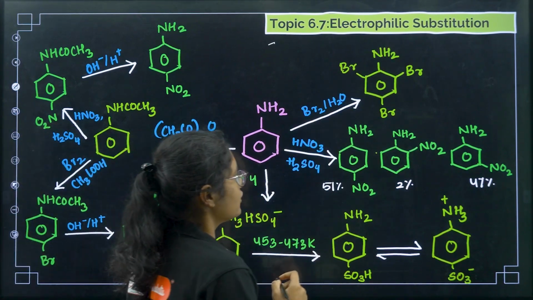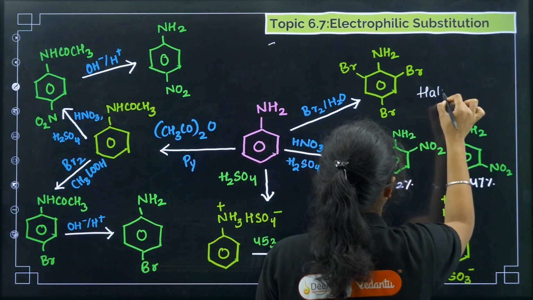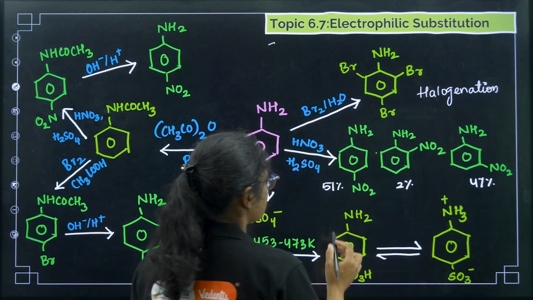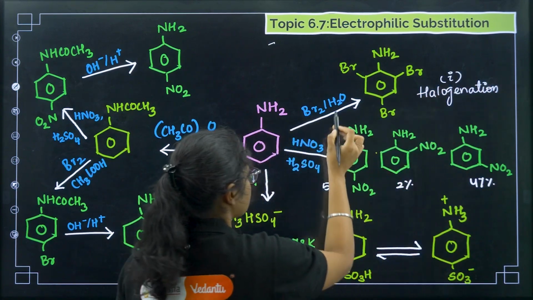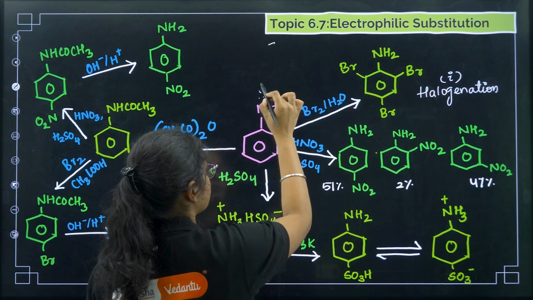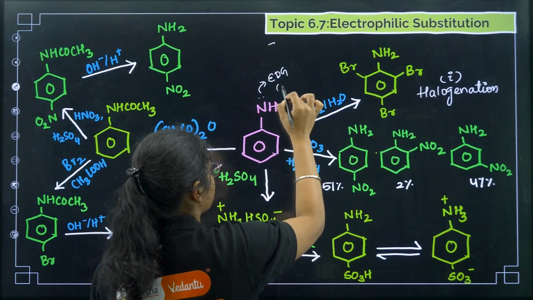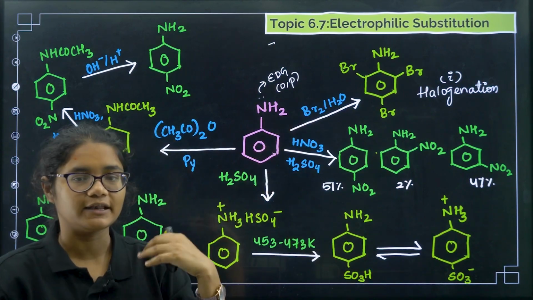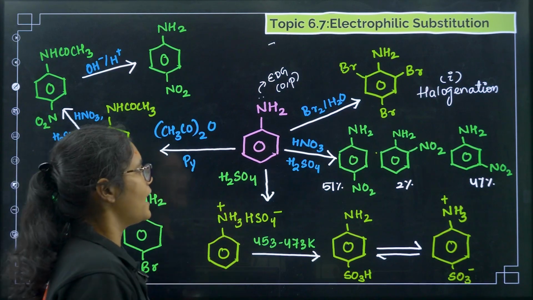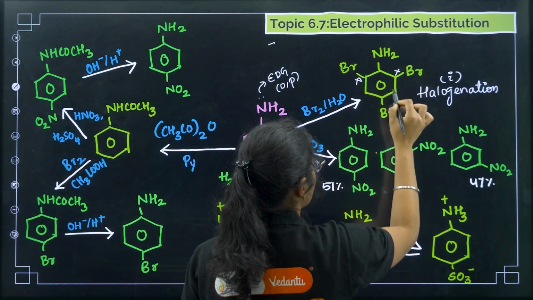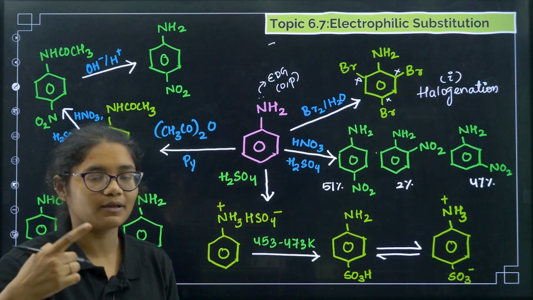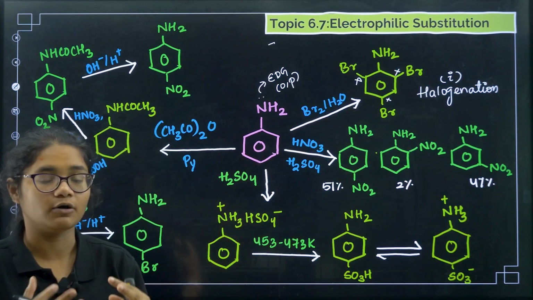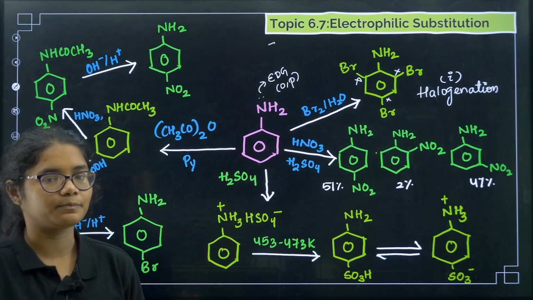Under this, first one is halogenation. I told you 3 reactions are there: halogenation, sulfonation and nitration. So the first one here is halogenation. If you add bromine and water, this NH2 group, if you remember, is an electron donating group. That means it is an ortho-para directing group. This is a highly activating ring, and the bromine gets substituted at ortho and para positions at the same time. Like the phenol reaction, similar to that, all the three ortho and para positions are occupied by bromine.